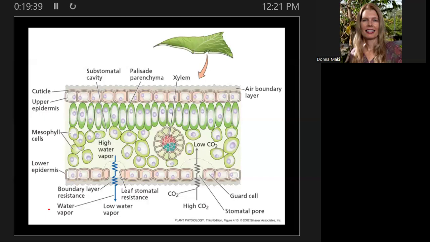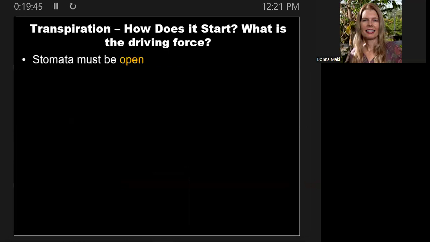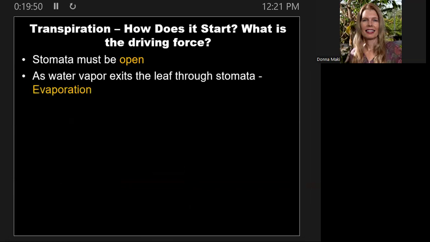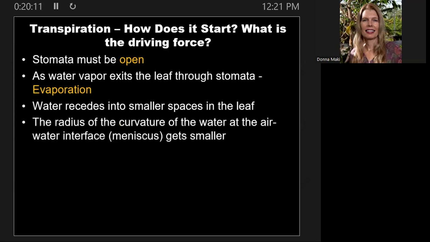Okay, so stomata have to be open in order for this tension gradient to start happening. As the stomata open up, you have water vapor exiting, and that's evaporation going on. You have the liquid water going into the gaseous state and then coming out of the leaf. That is really what's kicking off this idea that the liquid water in the leaf recedes into smaller and smaller cracks and crevices, so that the radii get smaller and smaller and you get that nice negative psi sub p.